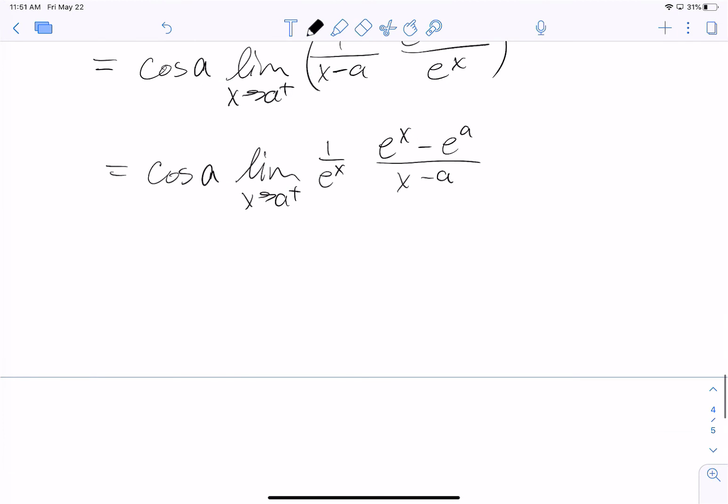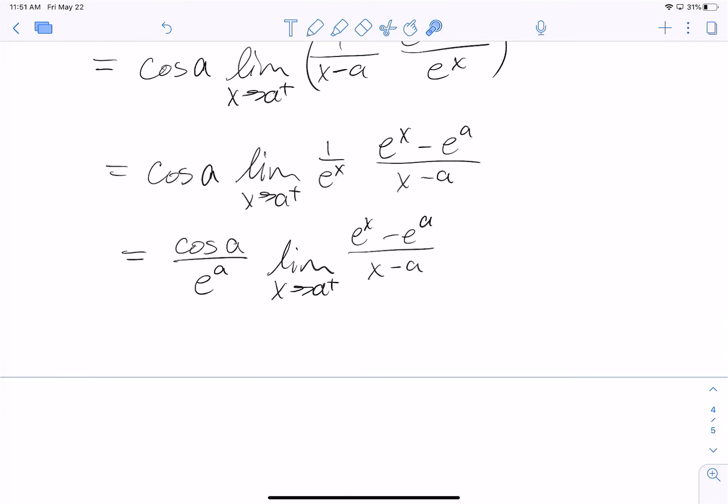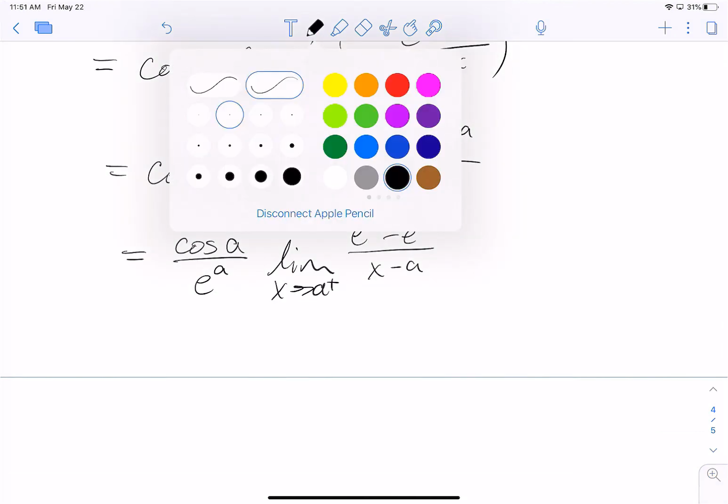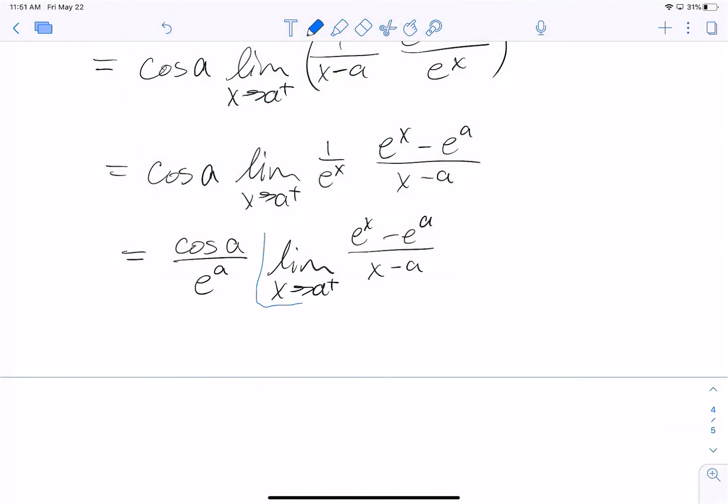You don't have to write all these steps, of course. We now have the cosine of a over e^a out front. We still have this limit, though. Limit as x approaches a from the positive side of (e^x − e^a) over (x − a). We can apply L'Hopital's rule at this point. However, I'd like for you to take a look at this limit. Does it look like anything familiar? Maybe pause it and stare at it if it doesn't.